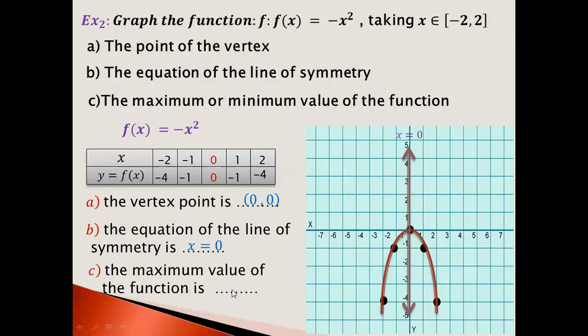The maximum value of the function. We can find the maximum value of the function by using the graph. This is the maximum value of the function. We can take it from the y-axis. The element which represents the maximum value on the y-axis is 0. So the maximum value of the function is 0.